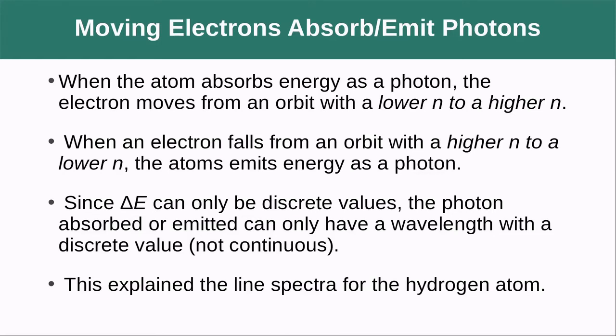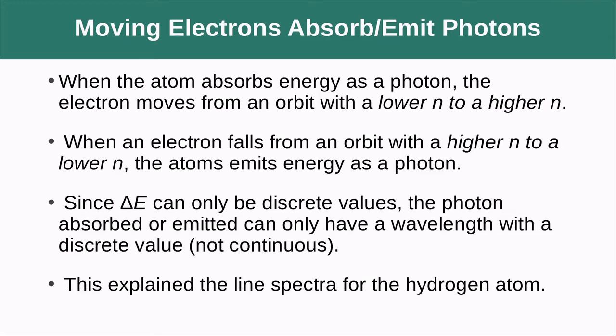So what makes it move from one orbit to another? That is when an atom absorbs energy in the form of a photon. The electron moves from an orbit with a lower n value to a higher n value. When an electron falls from an orbit with a higher n value to a lower n value, it's going to emit a photon. And since delta E can only be discrete values, the photon absorbed or emitted can only have a wavelength with a discrete value. It's not going to be continuous. This explained the line spectra that they started to see for the hydrogen atom.